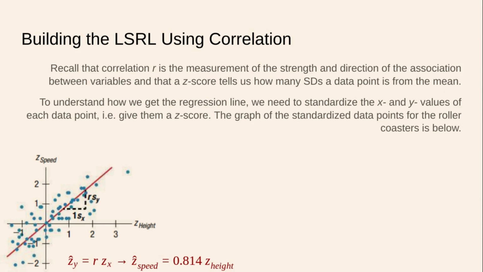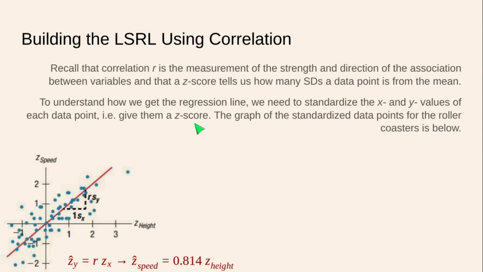So to understand how we get the least squares regression line, the LSRL, what we first need to do is standardize the x and y values of each data point. So we're going to take all of our data points, take their x and y values, consider all of the x values, all the y values, and standardize the x and y values for each point. So we're going to assign standardized x and y values for each point. Essentially, we're going to give each point z-scores. Okay, we're standardizing our data.